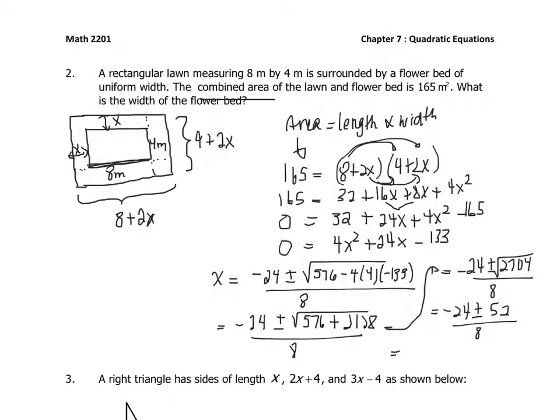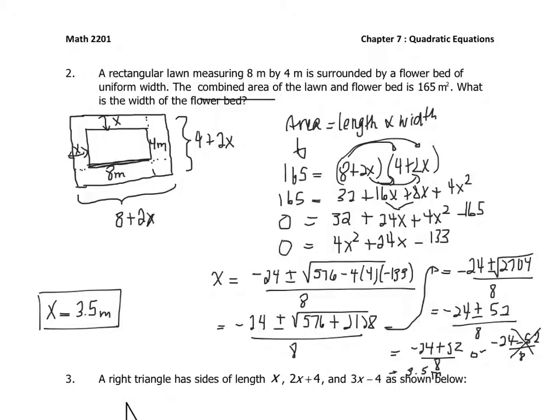So that gives you negative 24 plus 52 over 8, which is 3.5 meters, or negative 24 minus 52 over 8, which is going to be negative, so we're going to reject that. So 3.5 meters seems to be the value for x that we have. So the width, and that's what you're asked to find, the width of the flower bed.